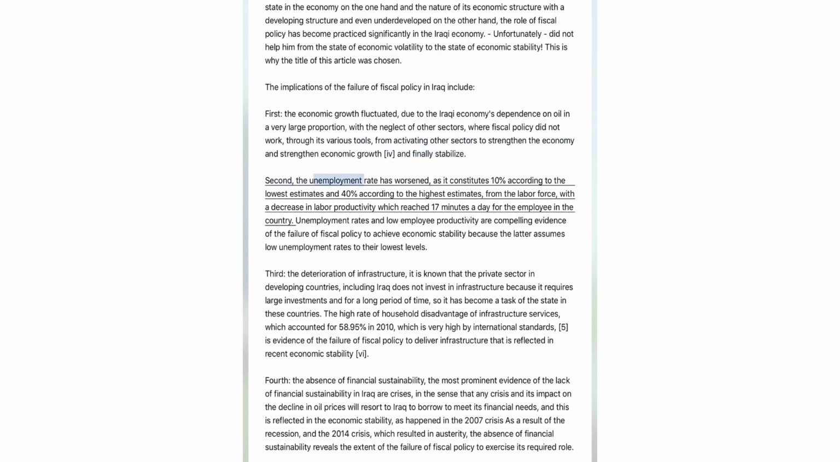Second, the unemployment rate has worsened, as it constitutes 10% according to the lowest estimates and 40% according to the highest estimates of the labor force, with a decrease in labor productivity, which reached 17 minutes a day for the employee in the country.